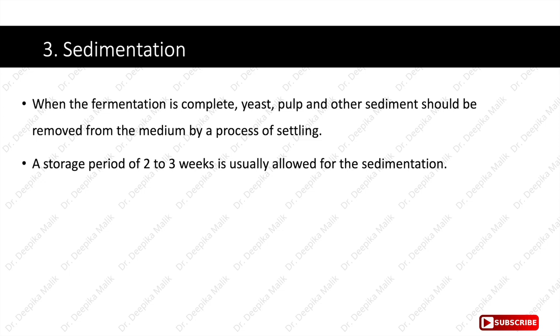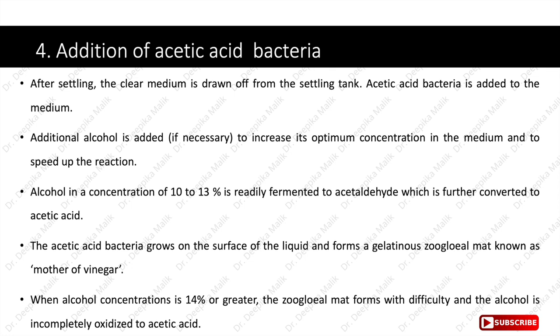After sedimentation is complete, the clear medium is drawn off from the settling tank and acetic acid bacteria are added to the medium. Additional alcohol is added if necessary to increase its optimum concentration in the medium and to speed up the reaction. Alcohol in a concentration of 10 to 13% is readily fermented to acetaldehyde, which is further converted to acetic acid. The acetic acid bacteria grow on the surface of the liquid and form a gelatinous zooglial mat known as mother of vinegar.